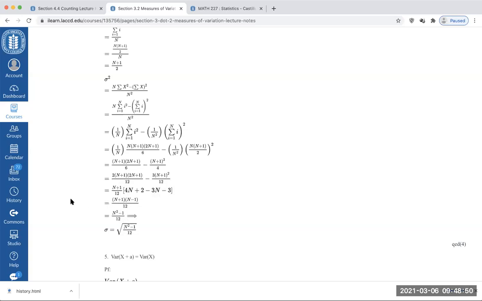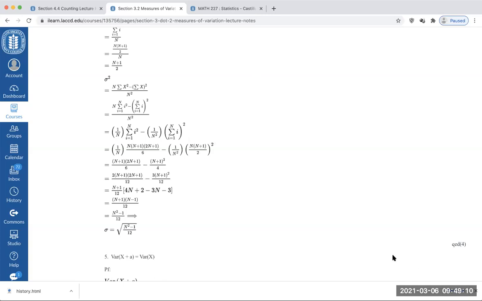I have, again, a special product formula. The product of the sum and difference of two terms is the difference of their squares, n squared minus 1 over 12. And that's what I wanted to show. So sigma is equal to the square root of n squared minus 1 over 12.